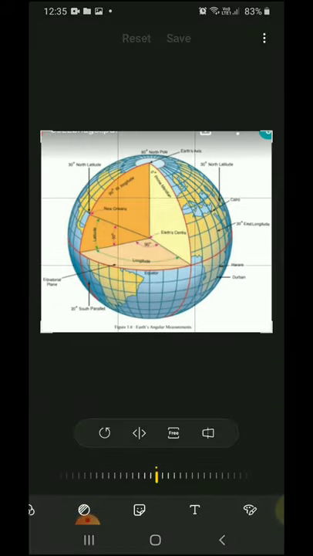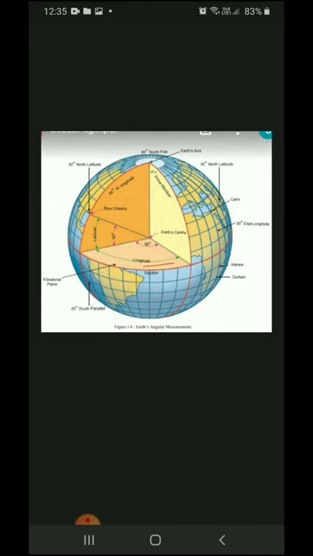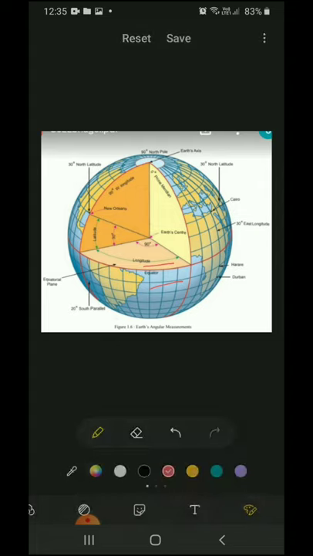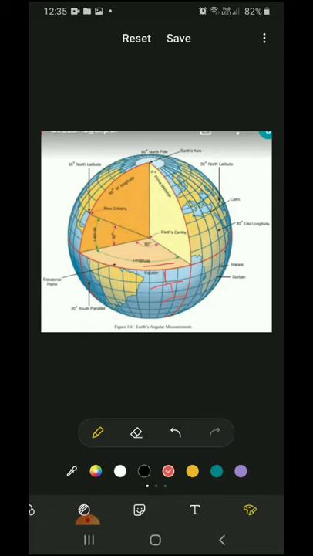Let us see what I meant to say. Distance between adjacent parallels, suppose the 0 degree parallel and the 10 degree south parallel. The distance between these two parallels, or between 10 and 20, will always remain the same. But the distance between adjacent meridians is changing.